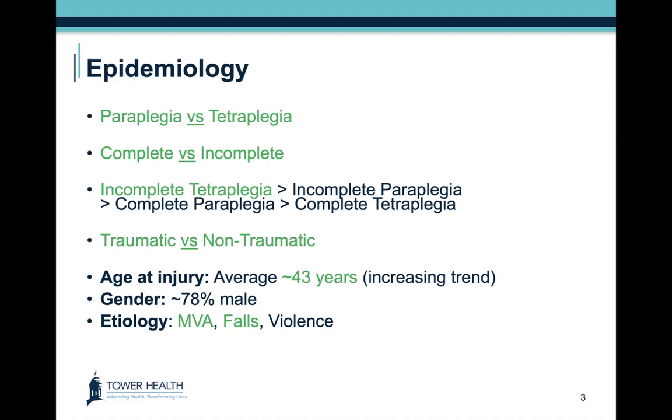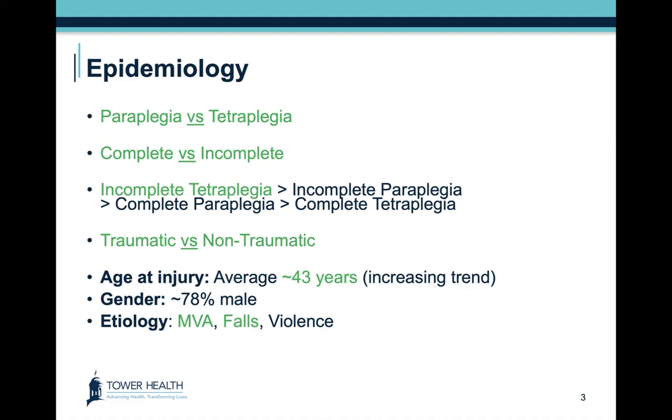In terms of traumatic versus non-traumatic injuries, traumatic injuries speak for themselves. That's something like a motor vehicle accident, violence, or a fall. Non-traumatic injuries are becoming much more common now. Those can be things from malignancy, like a tumor growing into the spinal cord, or an infectious cause. Radiation-induced myelopathy is also a thing. Traumatic tends to be a lot more common than non-traumatic, but non-traumatic is gaining in terms of prevalence numbers.